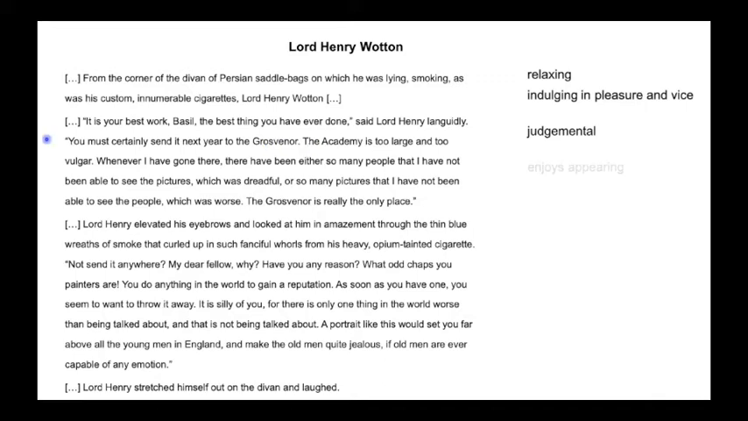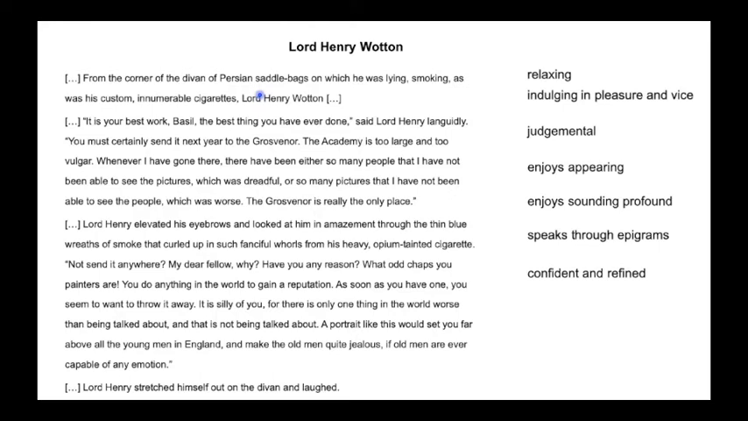Lord Wotton also enjoys appearing. Consider his position on the divan, the fact that he was lying, the fact that he was smoking, his skill in making fanciful wreaths of smoke. He is elevating his eyebrows to show surprise. These all indicate that he is posing. Lord Henry Wotton also wants to sound profound through his criticism and his way of speaking through aphorisms and epigrams. So, through this passage, we get the general impression of an extremely self confident and refined gentleman.